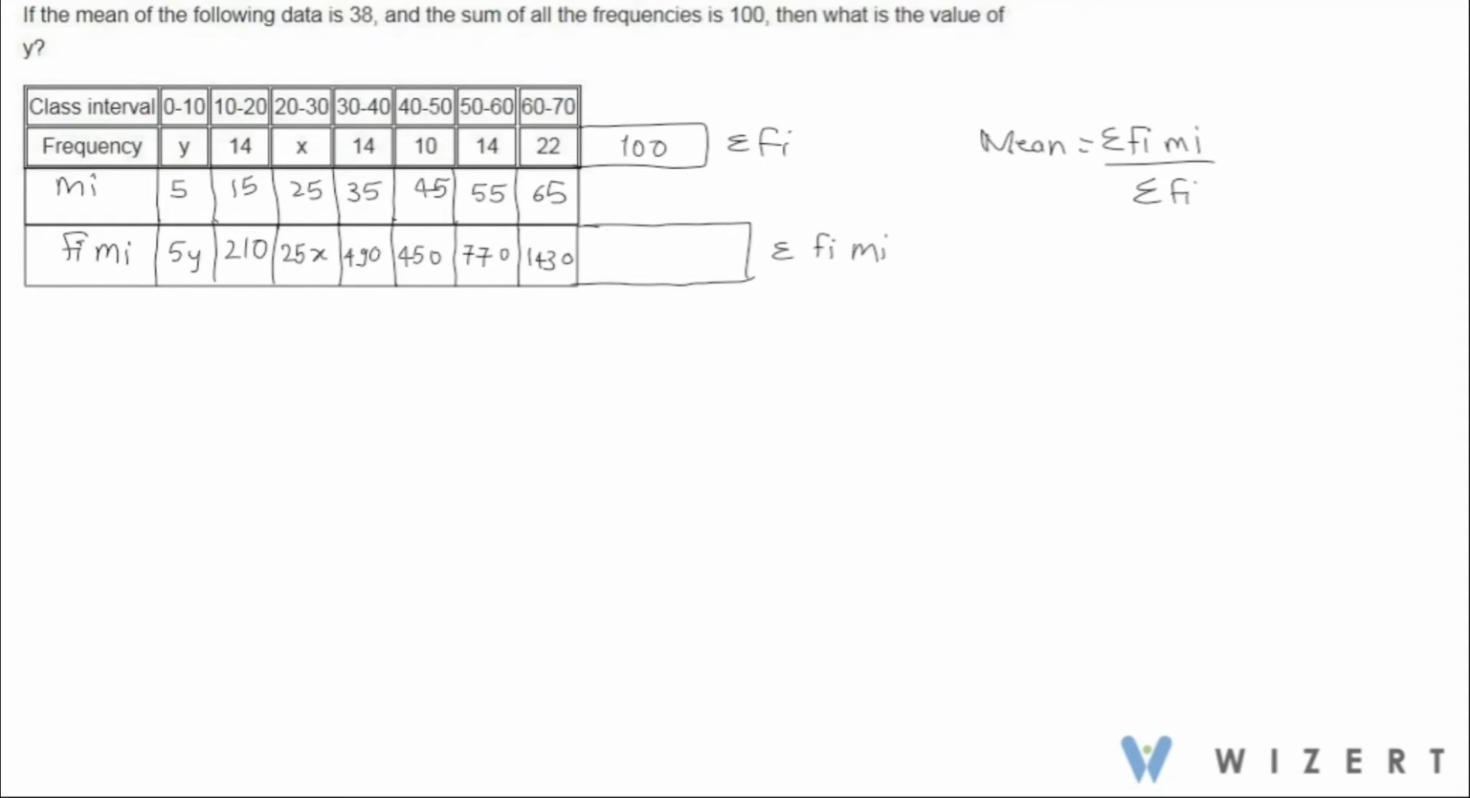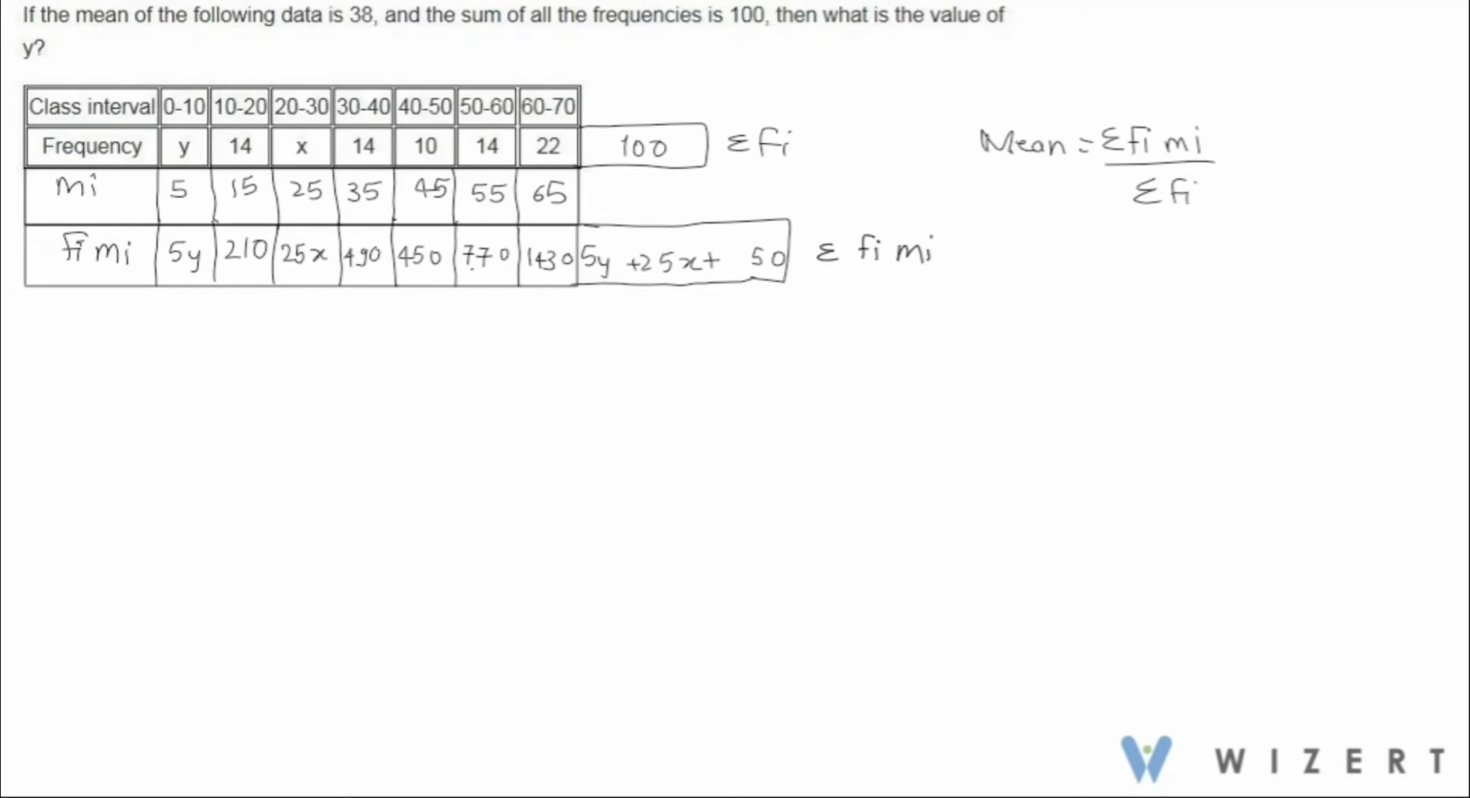So we have 5y plus 25x there. Now we have to find the numerical addition. So 210, 490, 450, all of them have 0 in the unit place. So 0. 3 plus 7 is 10, plus 5 is 15, plus 9 is 24, plus 1 is 25. So we have 25 here, so we'll write 5 in the unit place.